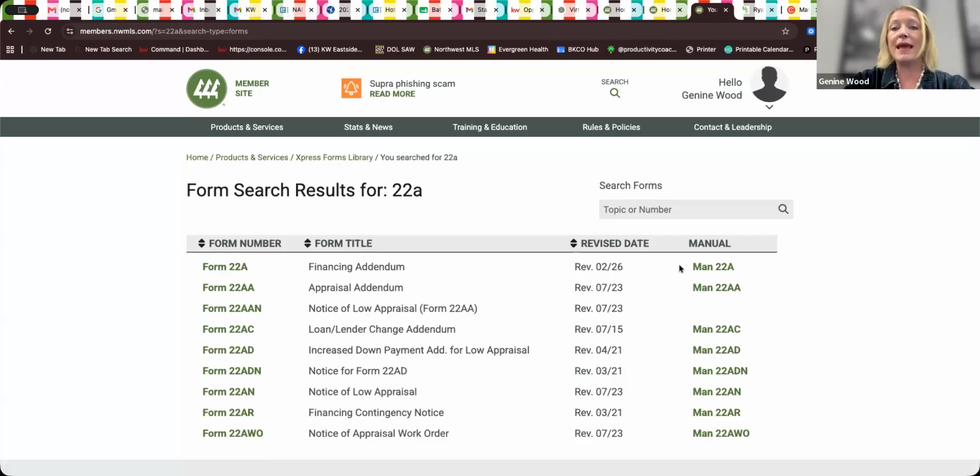Also, you'll notice there's a manual on most forms on the right-hand side that you can grab, and it'll give you some ideas of why you would use this form or how you might be able to fill it out. The MLS is not very helpful when it comes to filling out forms because they expect us to do that at this level, the office level, with you guys. So they're not going to be very helpful when it comes to what form should I use, how should I fill it out, those types of things.